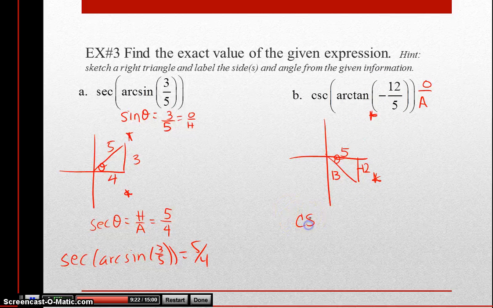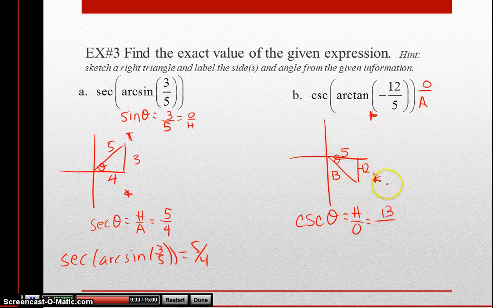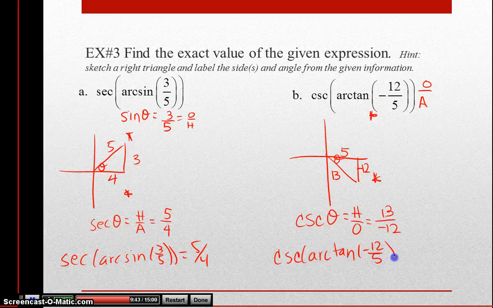So we want to find the cosecant of theta. Remember that the cosecant is our hypotenuse over our opposite. So our hypotenuse is 13 and our opposite side is going to be negative 12. So we put this all together. The cosecant of the arctangent of negative 12 over 5 is going to be equal to 13 over negative 12, or negative 13/12.